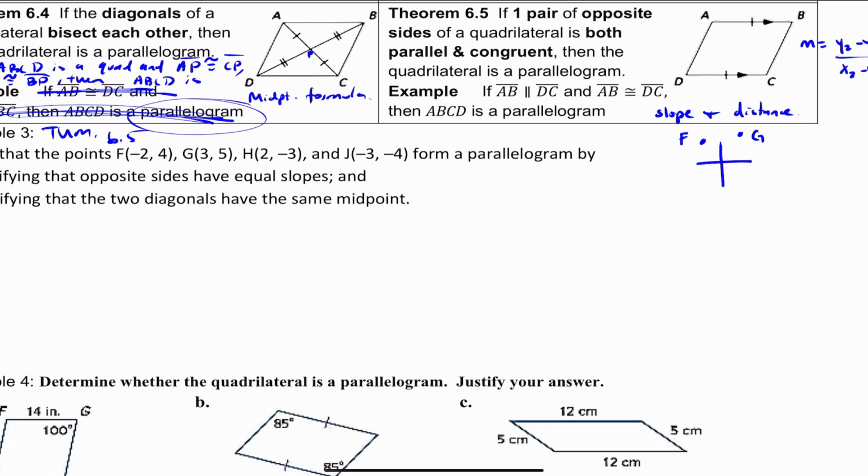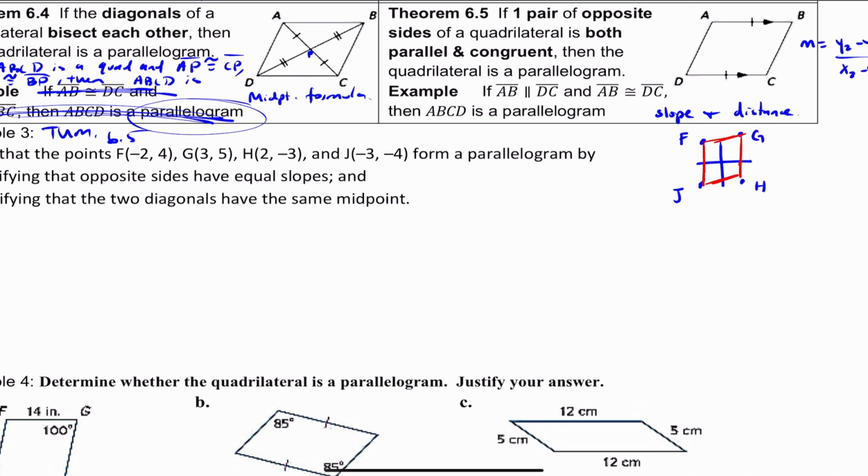This is just a quick sketch. I don't necessarily have to be accurate. I am just figuring out where the points are actually located. And then H, 2, negative 3, would be right here in that fourth quadrant. So that's H. And then J would be right here in that third quadrant. So this is the first, second, third, fourth quadrant. Okay. And then I'm going to go ahead and connect.